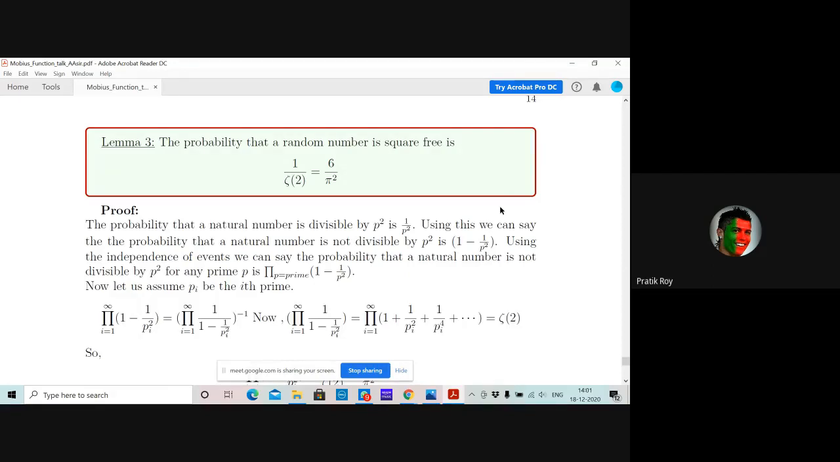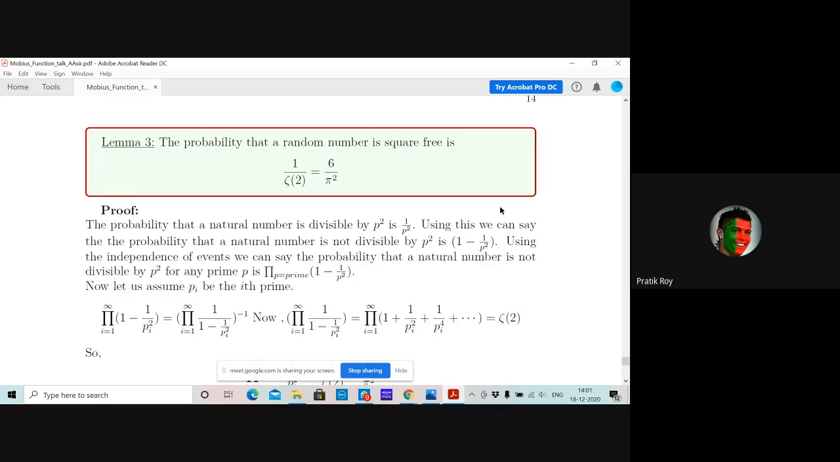Now if we want to ensure that a random number picked is a square free number, it must not be divisible by any p square for any prime p. So it must have the property that it is not divisible by p square, with probability 1 minus 1 by p square, and also must not be divisible by q square.